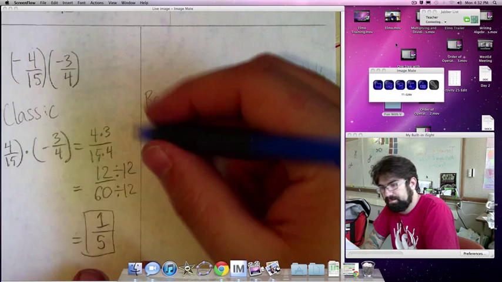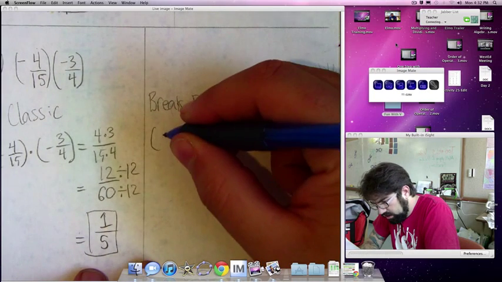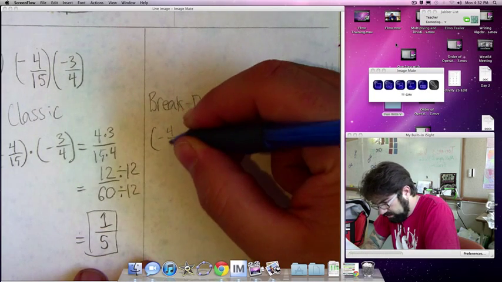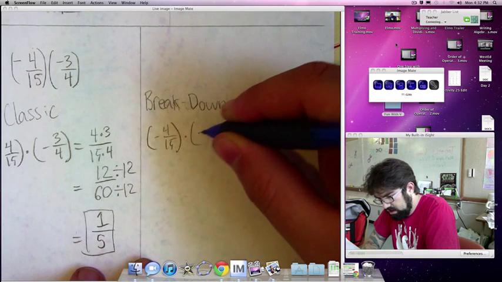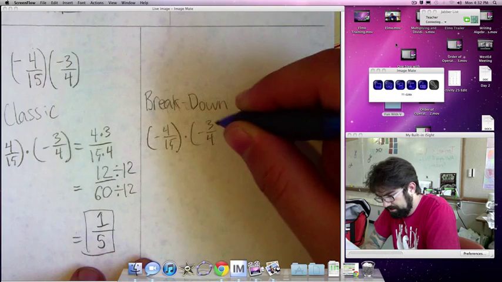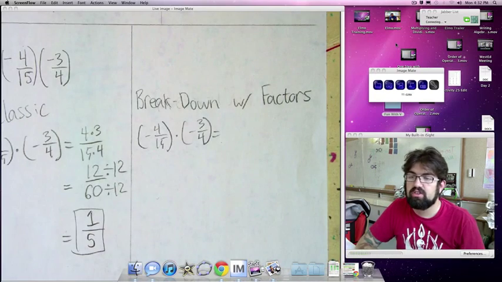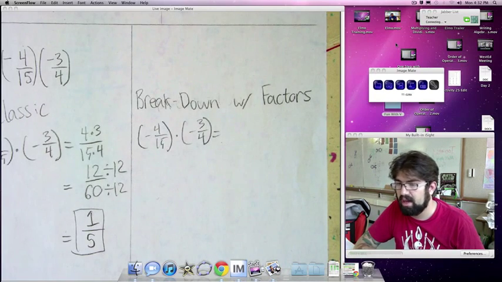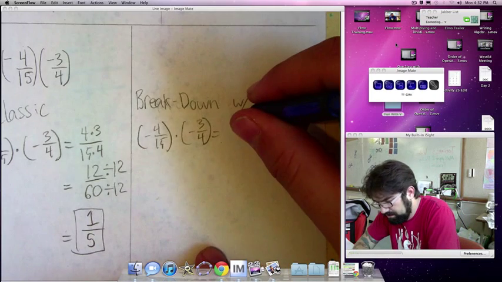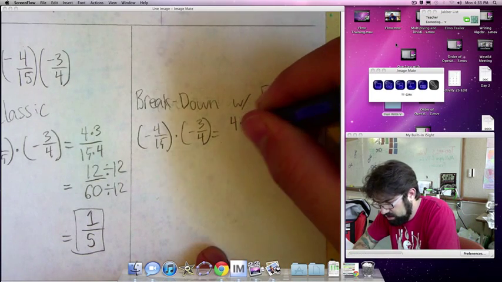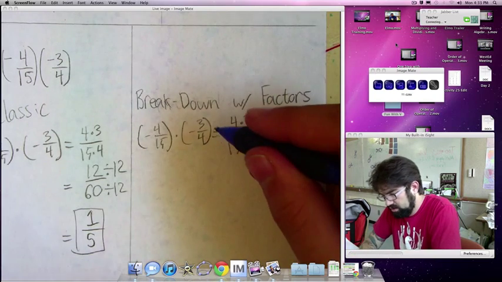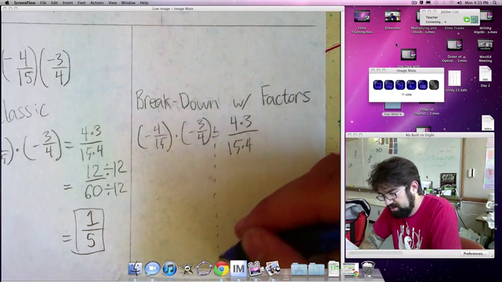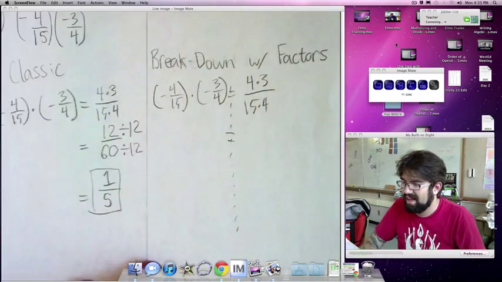I can take negative 4 over 15 times negative 3 over 4. And I'm actually going to do exactly what I did earlier, except this time, let's just do it. 4 times 3, over 15 times 4. Let's get a little fancy with my balance line. Oh yeah, line up them equal signs.